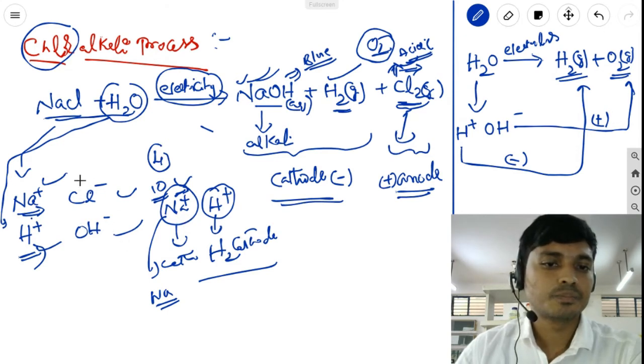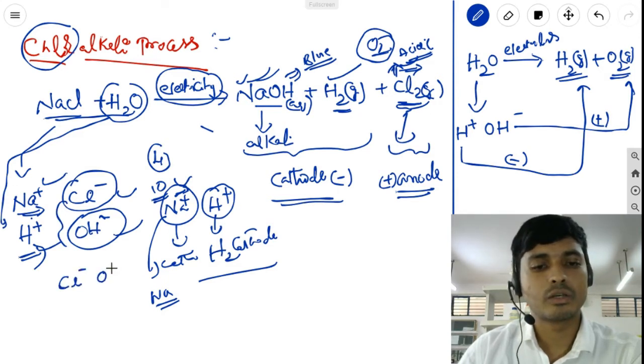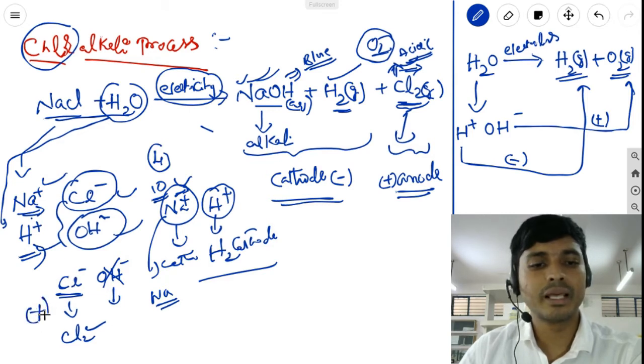In this case, we will see what happens with the anions, Cl minus and OH minus ions. There is competition between Cl minus and OH minus ions. Here Cl minus can easily get oxidized to form the Cl2 product, and OH minus will not oxidize here. So which one will get oxidized? Cl minus will get oxidized, and that will give the chlorine gas. At where? At the anode, which is the positive one.